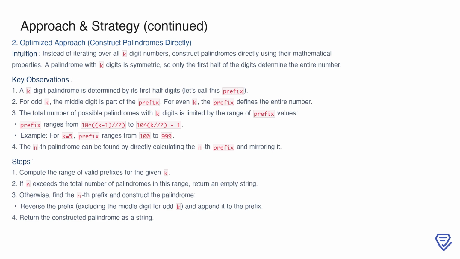For example, if k is 5, the prefix ranges from 100 to 999. Using this range, we can directly compute the nth palindrome by identifying the corresponding prefix, reversing it, and appending the reversed portion to construct the full number. This avoids unnecessary computations and allows us to handle very large values of k or n. The process involves determining the range of prefixes, checking if n fits within the total number of palindromes, and then constructing the desired number mathematically. This streamlined method leverages the properties of palindromes for efficient computation.